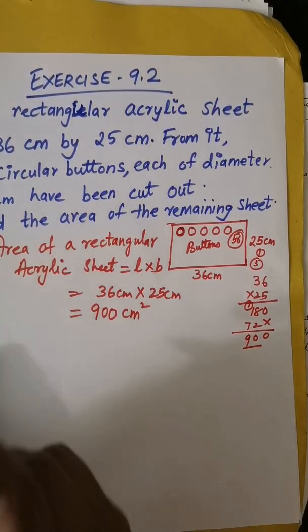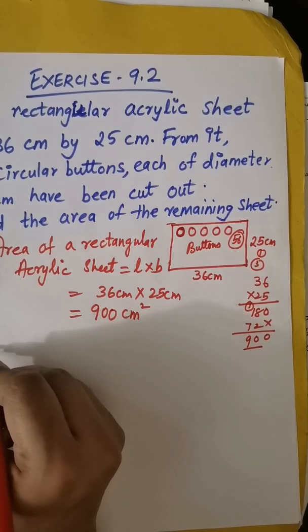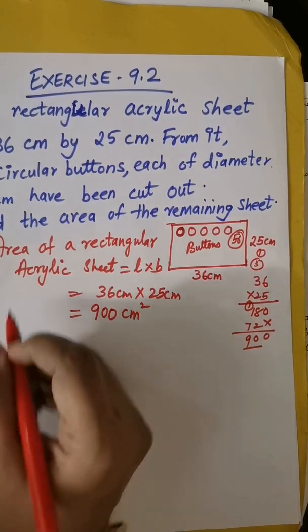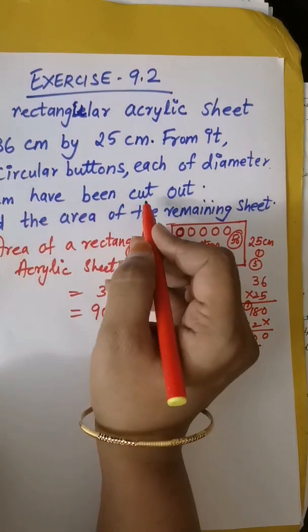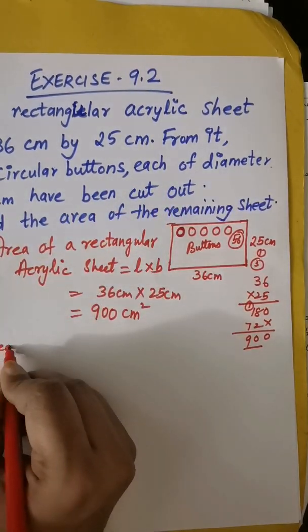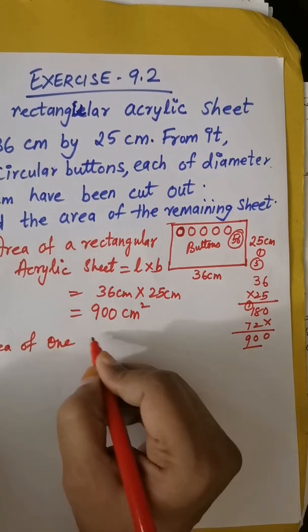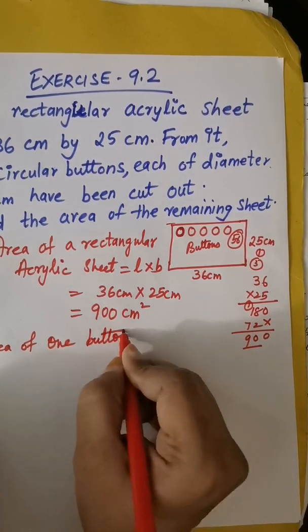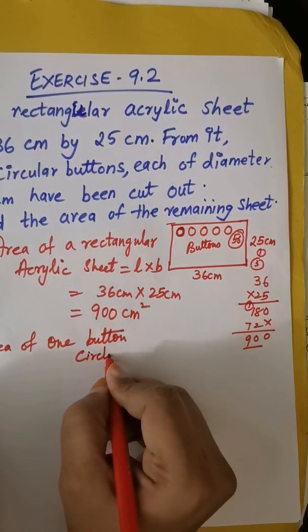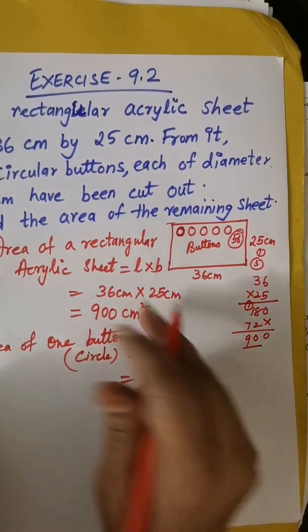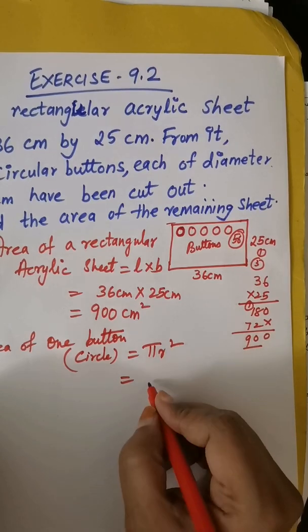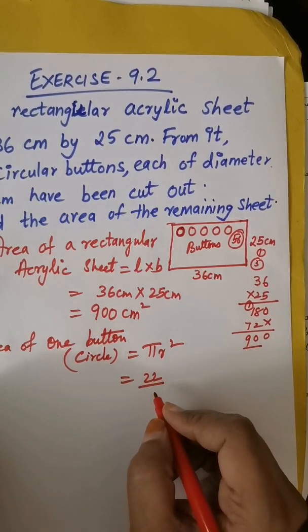Now you have to find the area. 56 circular buttons, each of diameter 3.5 centimeter, have been cut out. So we will find the area of one button. The button is in the shape of a circle. So what is the formula?